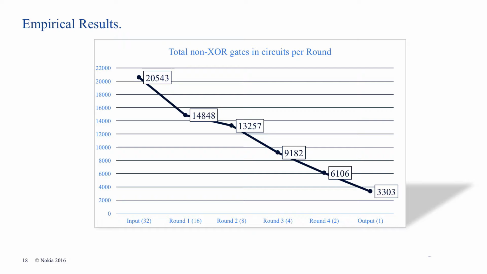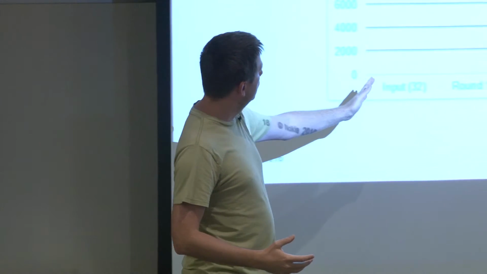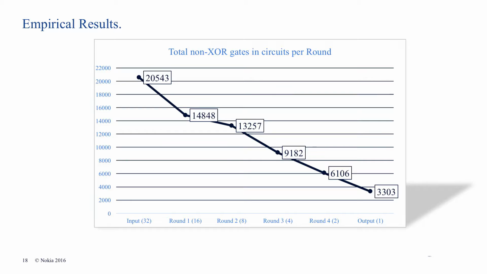This is the number of non-XOR gates in everything. So this is the input column. So for the input, there were 20,000 non-XOR gates in 32 circuits. After the first round, we got 16 circuits because we did it pairwise, right? So in these 16 circuits, there were 14,000 gates total non-XOR. And so on until in the end, we get one circuit that can implement all of the 32 input circuits, and its size was about 3,200.